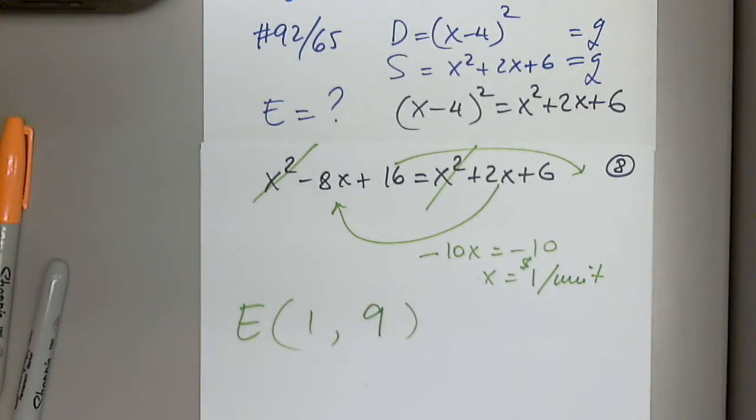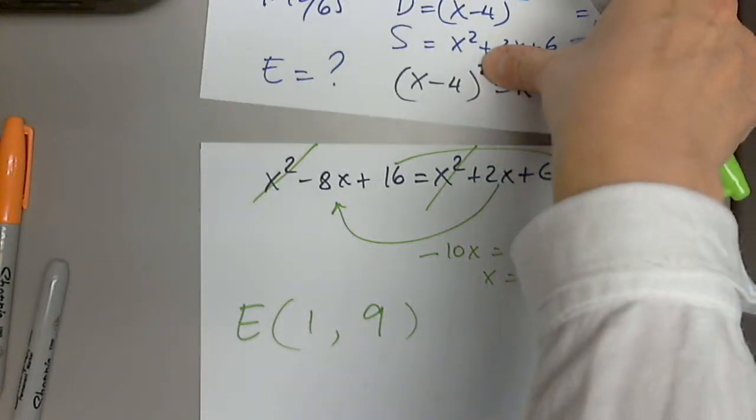9. So the equilibrium point where the demand and supply are equal and everyone is happy is when the price per unit is 1 and we sell 9. Of course, 9 could be 9 million. 9 could be 9,000 or 90,000. Who knows? Okay, but that's the equilibrium point.